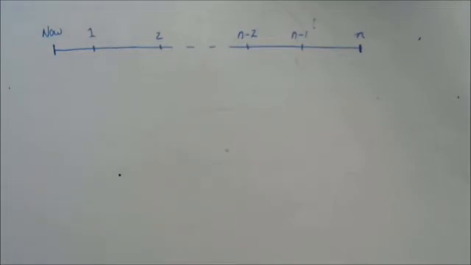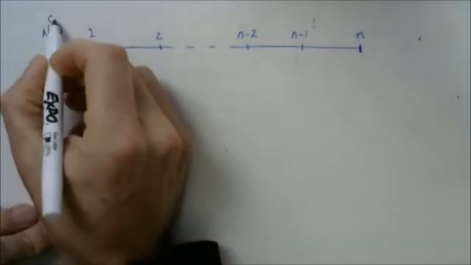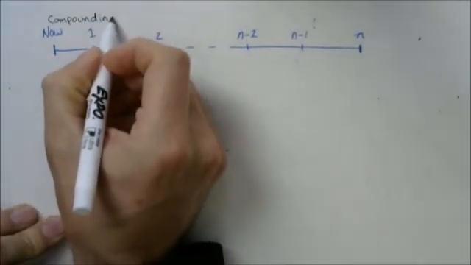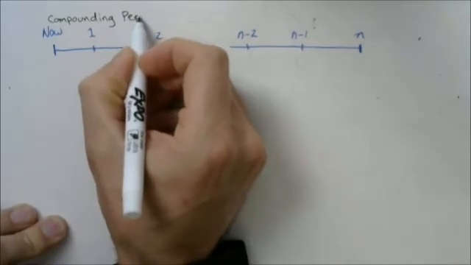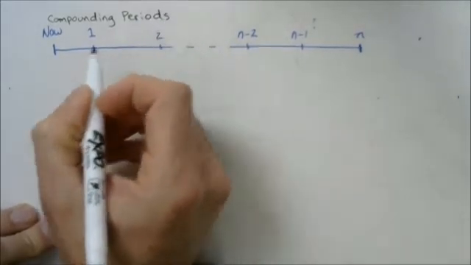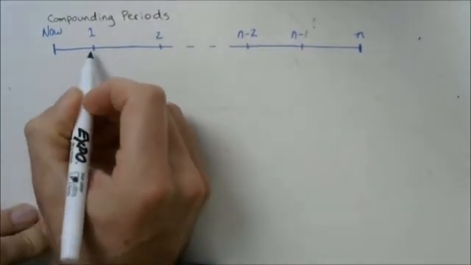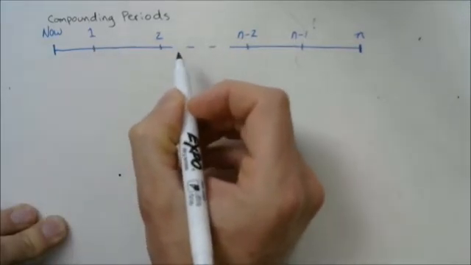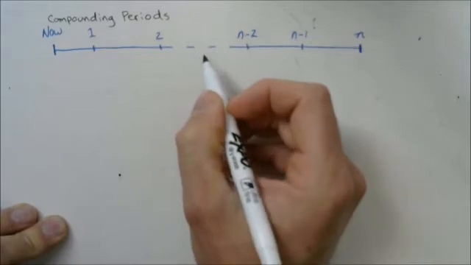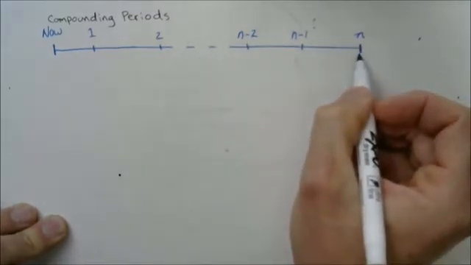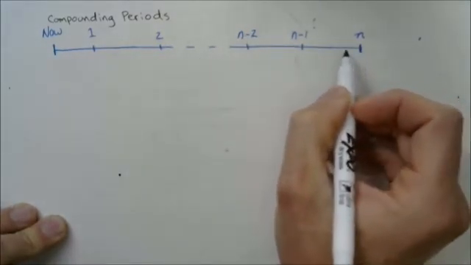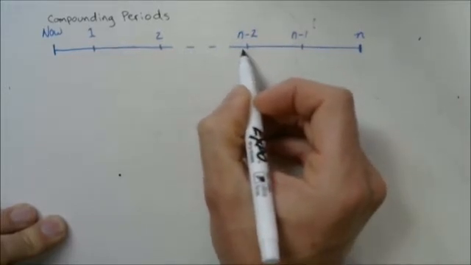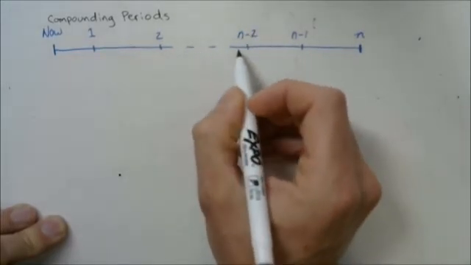Okay, at the top, we have our compounding periods. So we have now, and then the end of our first compounding period, the end of our second compounding period, and then all the way to the very end, our last compounding period, and we indicate the second last by n-1, and the third last compounding period is marked by n-2, okay?